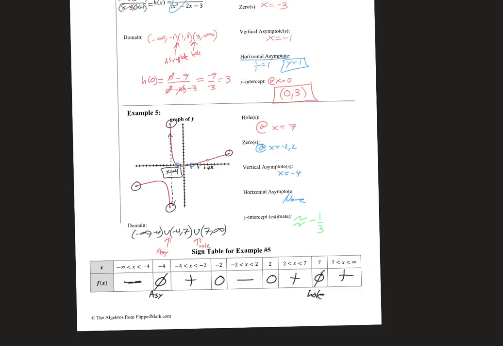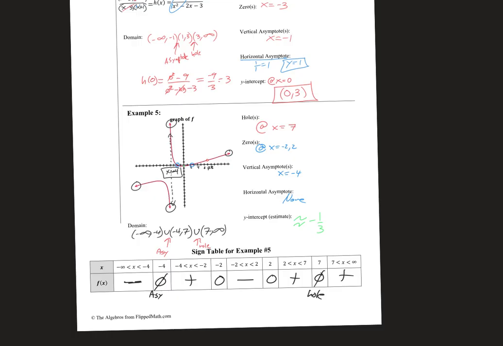Yeah, so you're looking for just certain pieces of information to help give you different things. If we kind of go back over it, right? If they cancel, you get a hole. If they don't cancel, you get a vertical asymptote. Horizontal asymptotes, we talked about that up here. It's if the degrees match, it's just leading coefficient over leading coefficient. Y-intercept, there's nothing new about that.